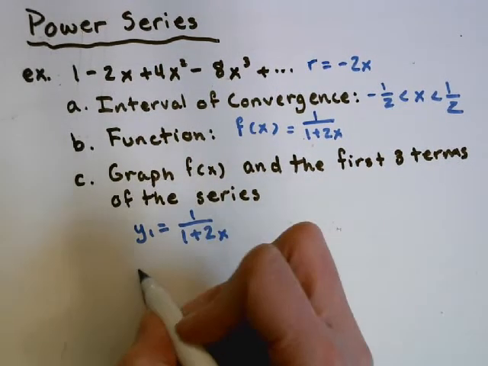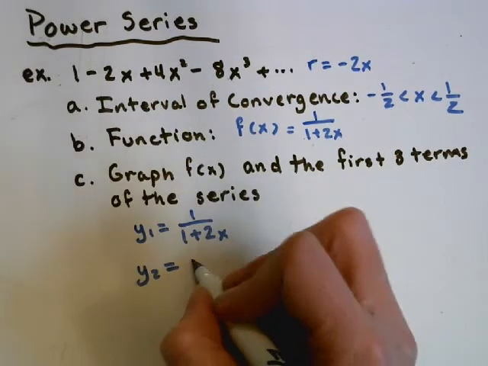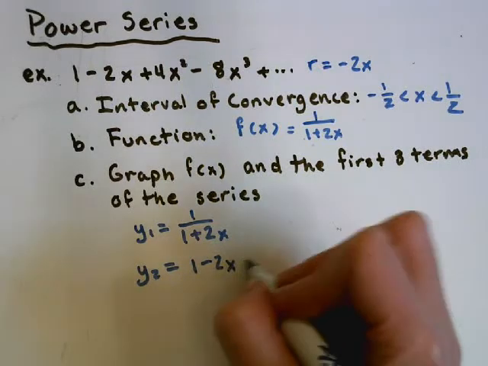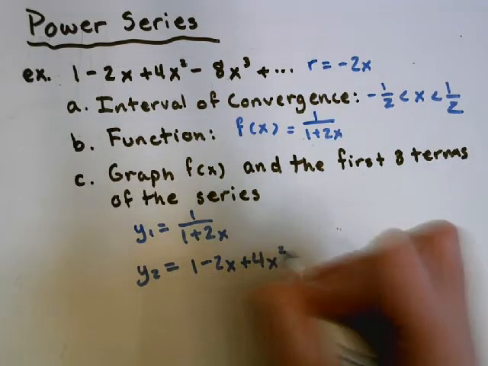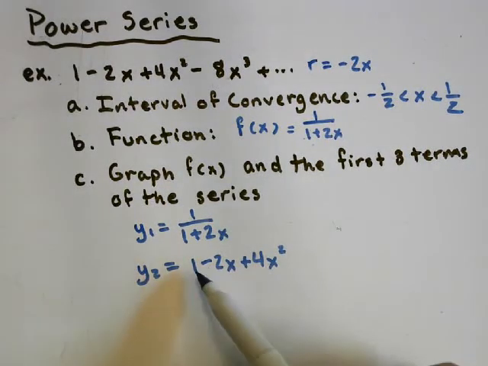over 1 plus 2x. In the second one, we want the first 3 terms of the series. So it's going to be 1 minus 2x plus 4x squared. And I could ask for 8 terms or 2 terms, but we're just asked for 3 terms. So that's what we're going to plug into the calculator.